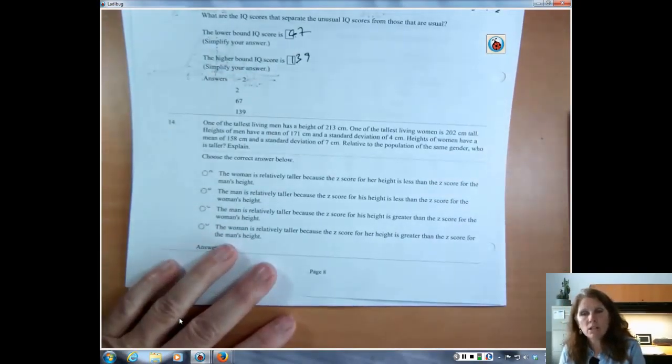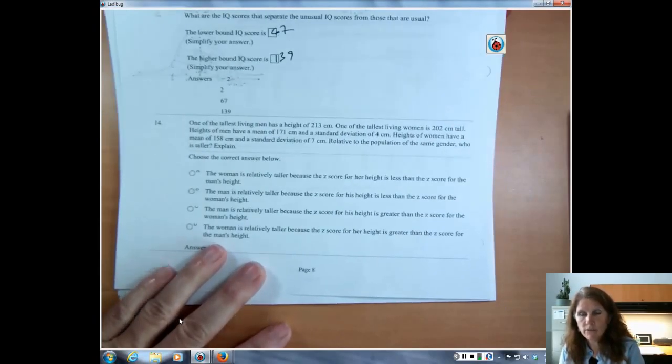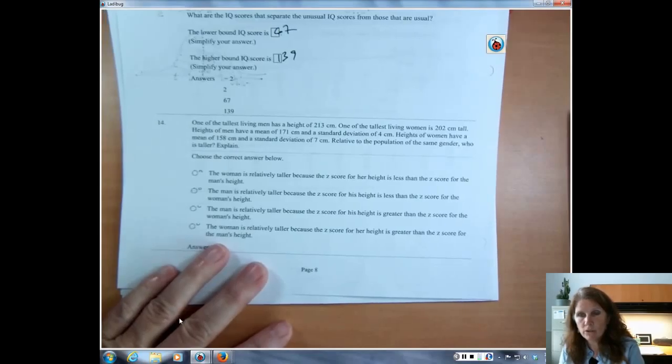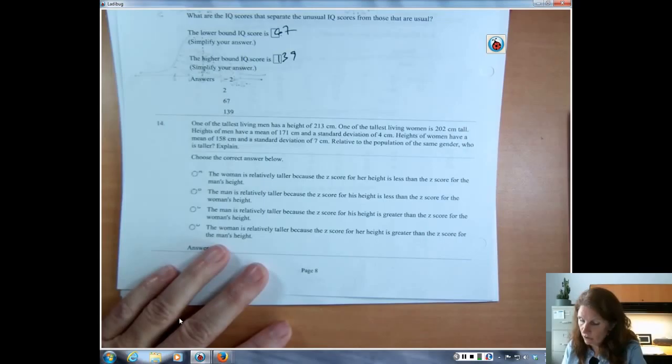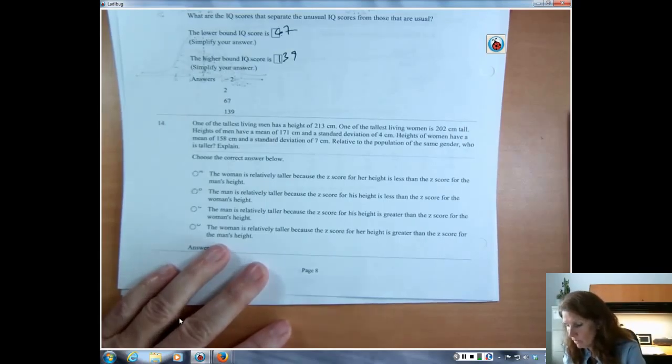One of the tallest living men has a height of 213 centimeters. One of the tallest living women is 202 centimeters tall. Heights of men have a mean of 171 centimeters and a standard deviation of 4. Heights of women have a mean of 158 centimeters and a standard deviation of 7. Relative to the population of the same gender, who is taller? In other words, is she taller for a woman or is he taller for a man?